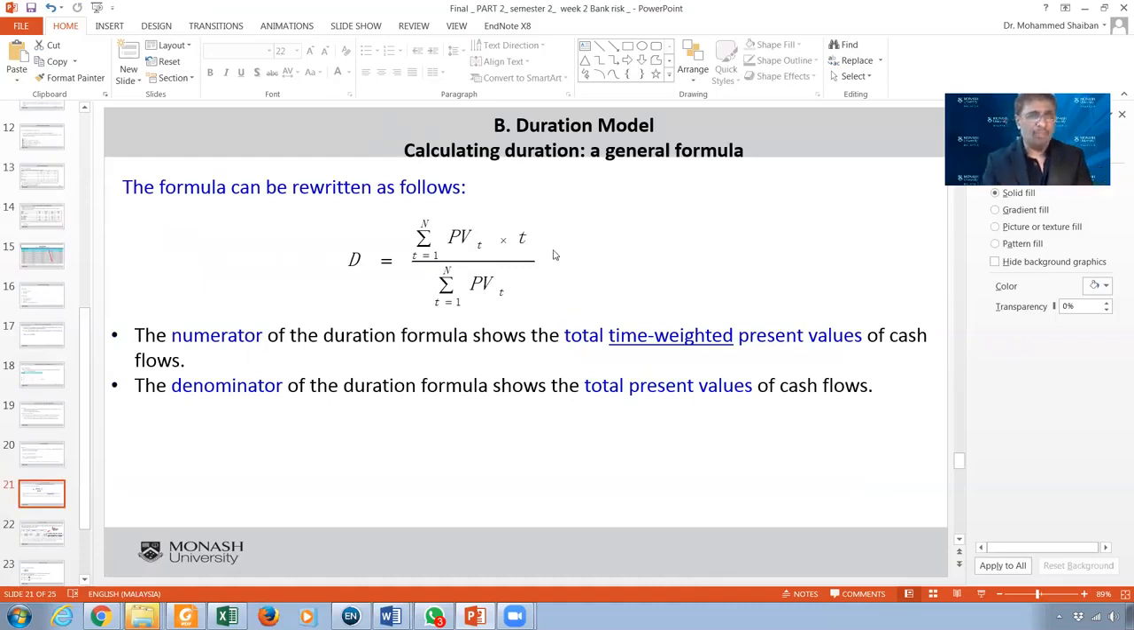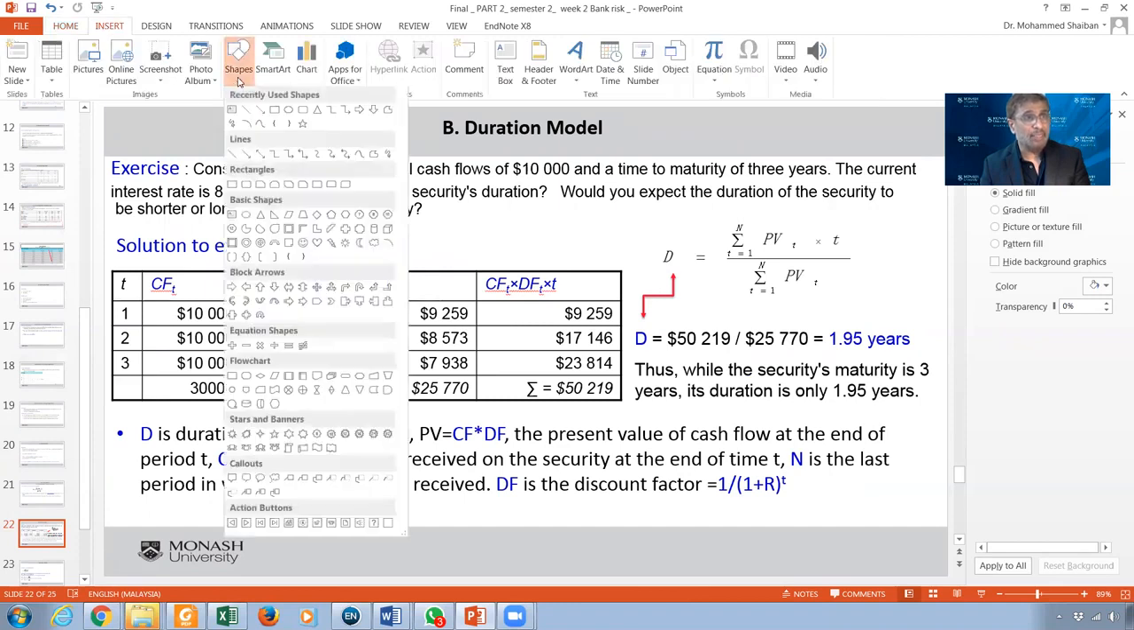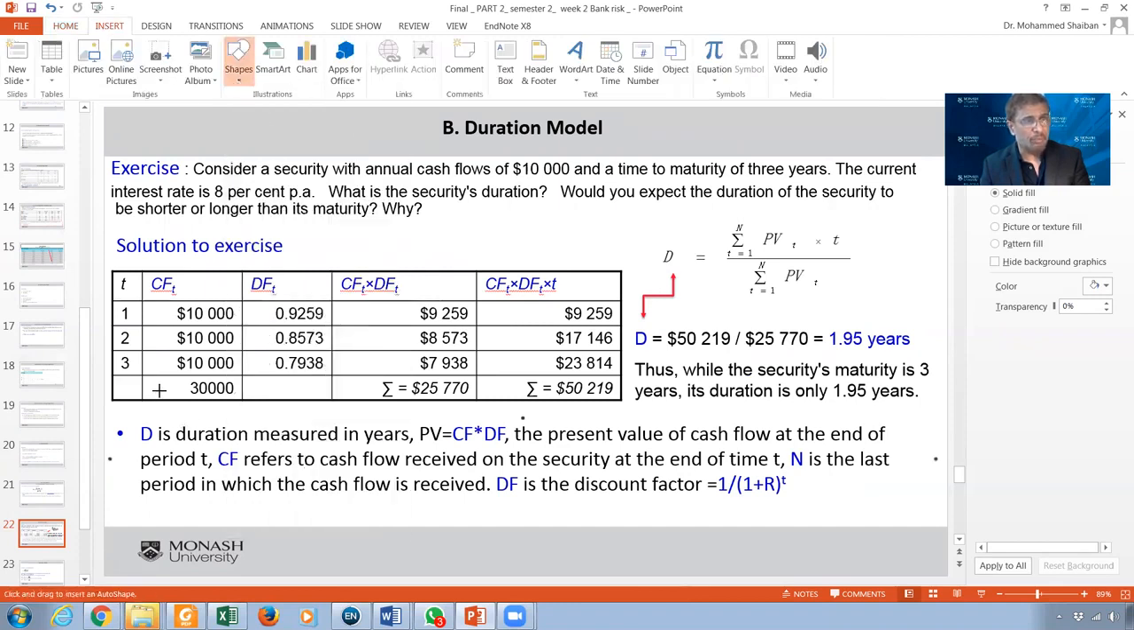Don't worry about this formula. The numerator is the total time-weighted present values, and the denominator is the total present values. Let me show you this example. If I have a loan of 3,000, this is very important to understand the duration model. It is a loan of 3 years, so according to the repricing model, I will put this loan as an asset under the 3 years horizon.